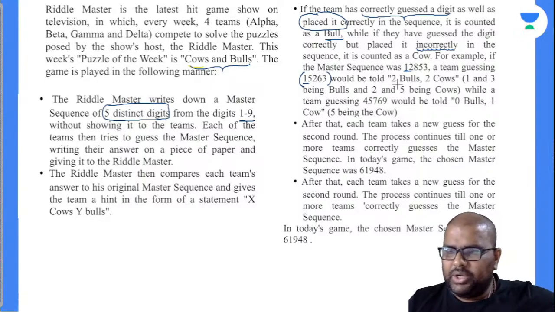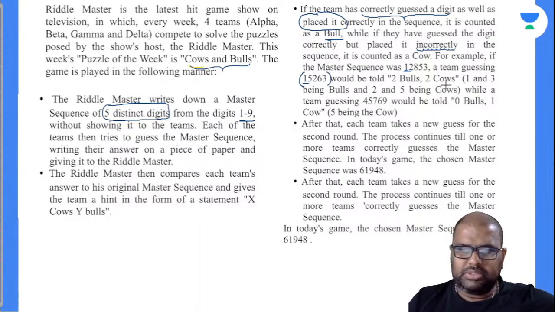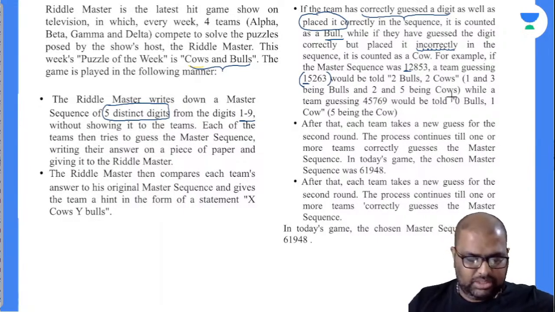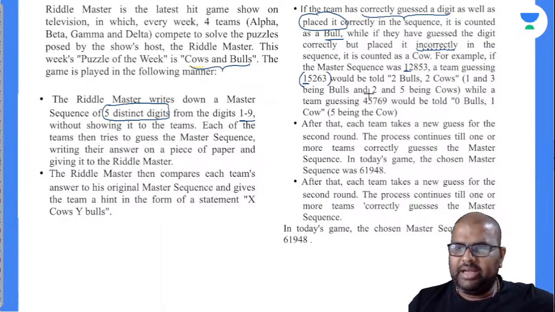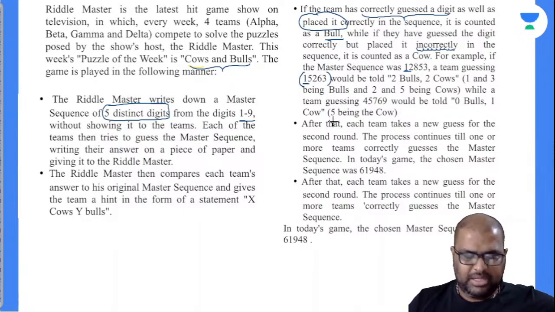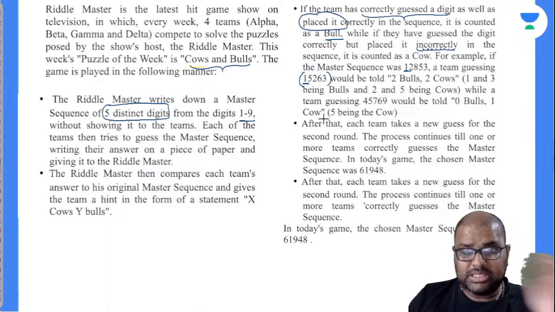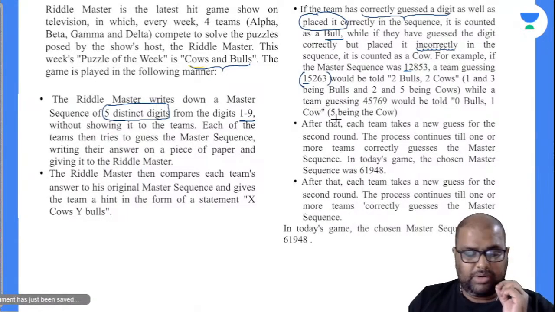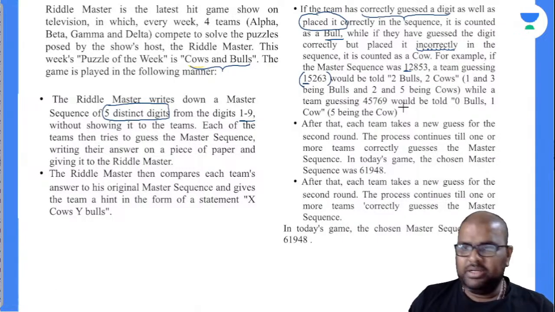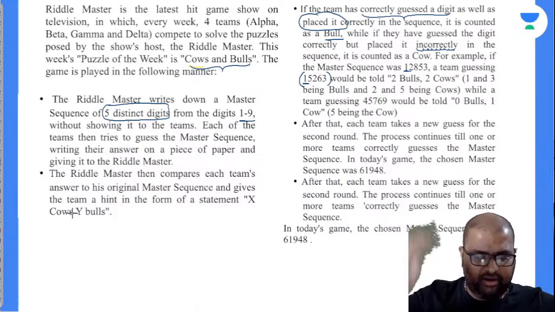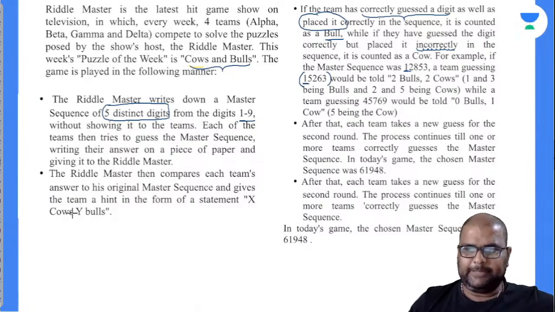So it is told 2 bulls, 2 cows: 1 and 3 being bulls and 2 and 5 being cows. I hope you get my point. While a team guessing 4, 5, 7, 6, 9 would get 0 bulls and 1 cow, because they have identified only one number and it is not in the correct position, so it is counted as 1 cow. Done. Observe, this is the pattern of finding out the answers.